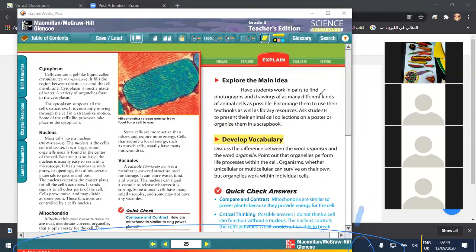Now we will continue. What's inside an animal cell? We have talked about the cell membrane, and we have reached cytoplasm, nucleus, mitochondria, vacuoles. We talked about this point in the previous lesson, but we will explain it in this lesson. Cytoplasm, but before that, we will take a PowerPoint.